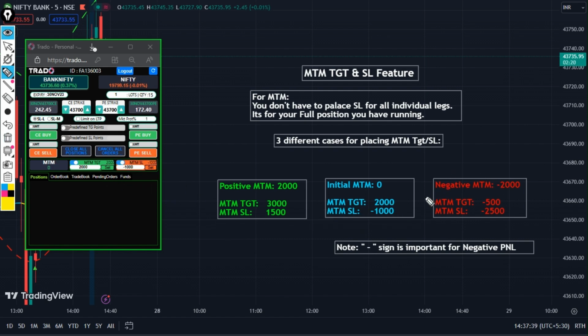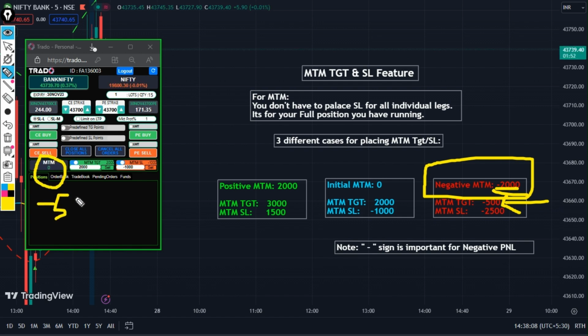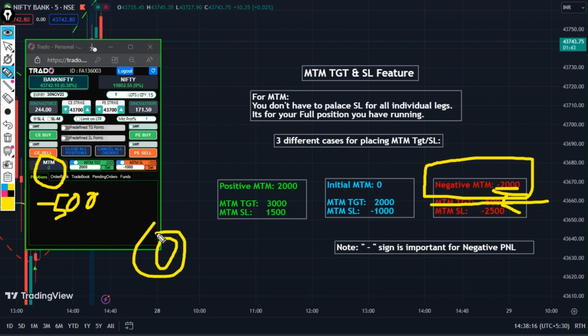And if my running PNL is positive, like my running PNL is 2000 rupees, and this PNL comes to minus 500 rupees, and I want to exit at minus 500 rupees, in this case my target will simply be minus 500. Or if you want your MTM to be 0, you simply place 0. And when this PNL comes to 0, it will exit all your positions.